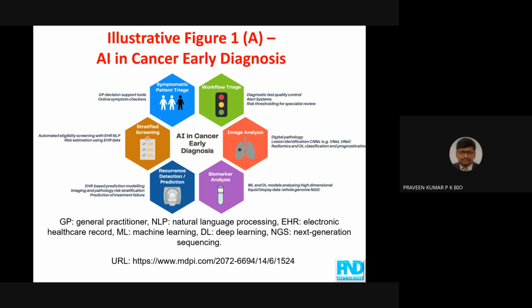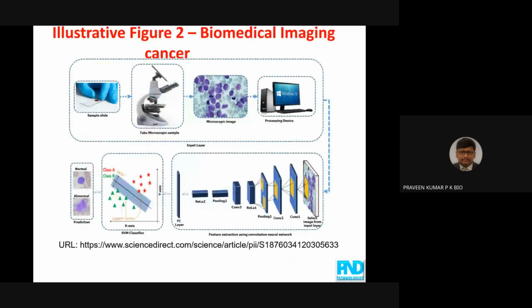If you start with stratified screening, recurrence detection, prediction, biomarker analysis, image analysis, workflow triage, symptomatic patient triage. So these are the major areas where you can see AI can be used for early diagnosis of cancer. And this is another picture showing biomedical imaging.